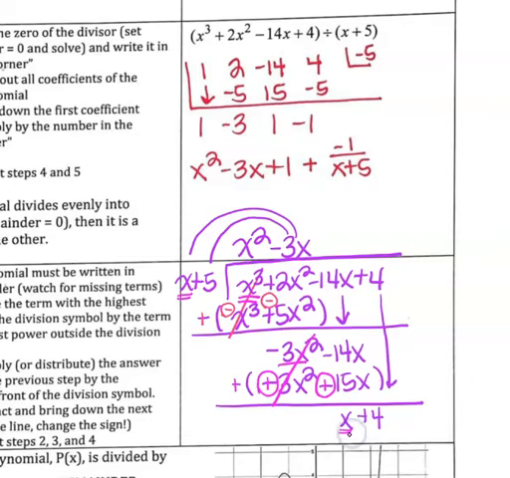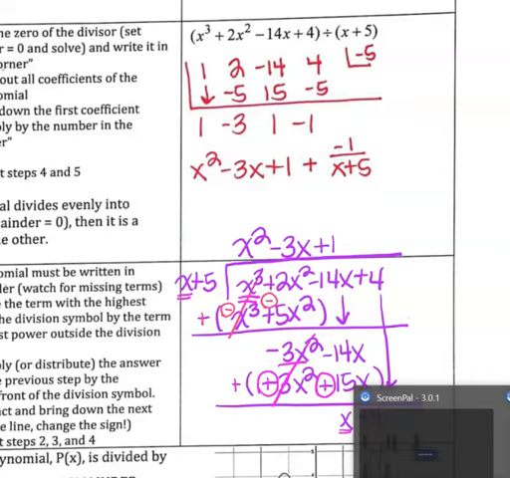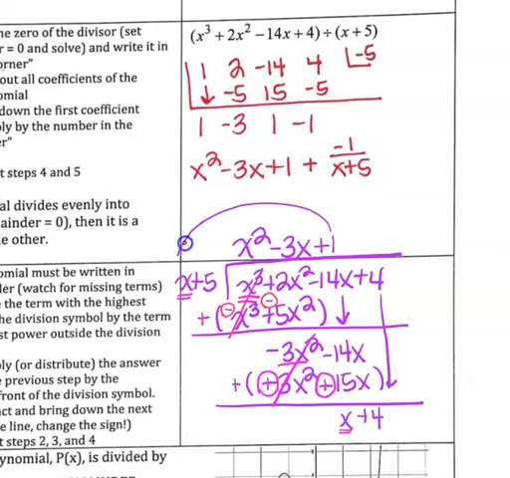Okay, process starts over. X times what gives me x? Very easy. You guys should think 1. Now again, you're going to distribute through. So that gives me x plus 5.